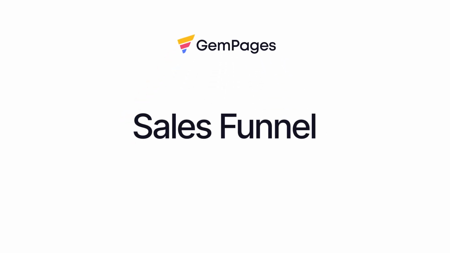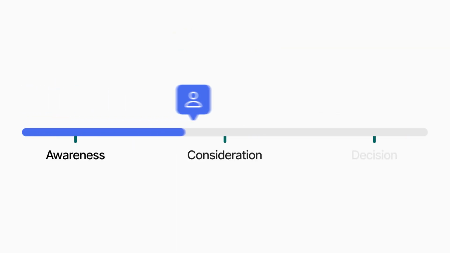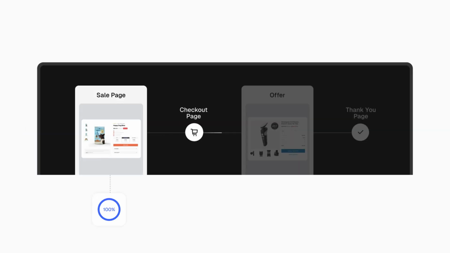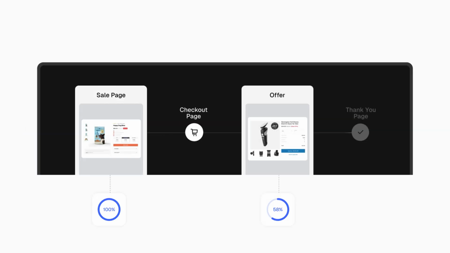Now let's explore the secret to boosting your AOV: sales funnels. A sales funnel is a step-by-step process that guides potential customers through the journey from awareness to purchase. It's designed to maximize conversions at each stage to achieve the ultimate goals of increased revenue and AOV.